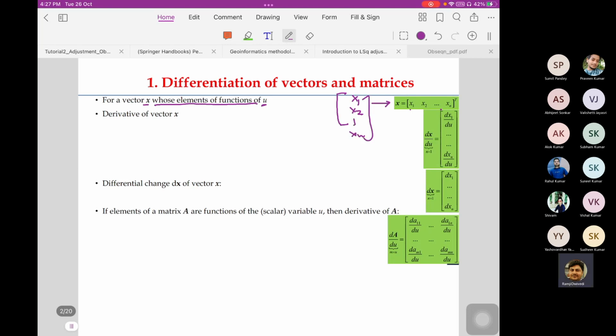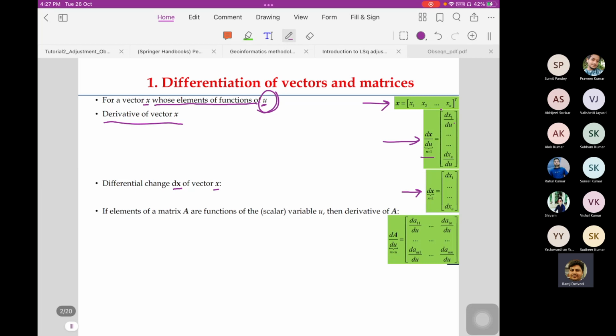But to make it less spacious, we make it transpose at the last. That is the way of writing. Anyways, so you have x like this, derivative of x with respect to u because it is a function of u. So dx by du would be written as dx1 by du, dx2 by du, and so on, dxn by du. Differential change dx of vector x is written like this.